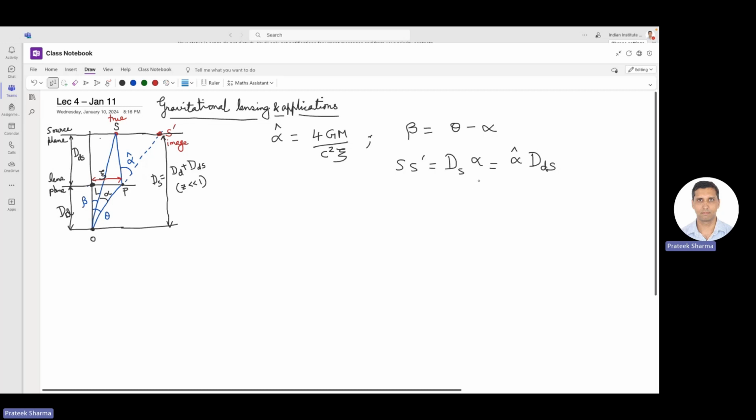So alpha is nothing but alpha hat times DDS by DS. S stands for source, and DD is the distance from O to L. You can think of small d as dense, the thing that is causing gravity, the mass causing gravitational lensing. Sometimes people also use L for lens, but we'll be using DD. So we have this equation: beta is the true angular location of the source, the angle at which it would be located if there was no deflection. If there is deflection, it is located at theta.